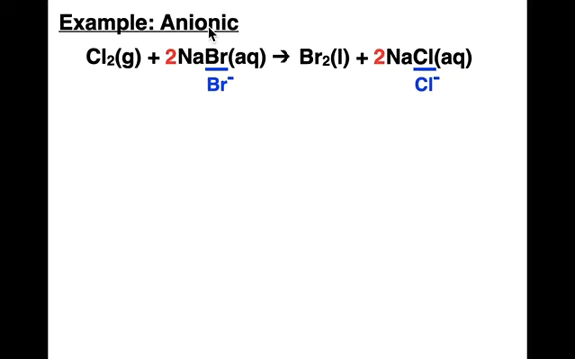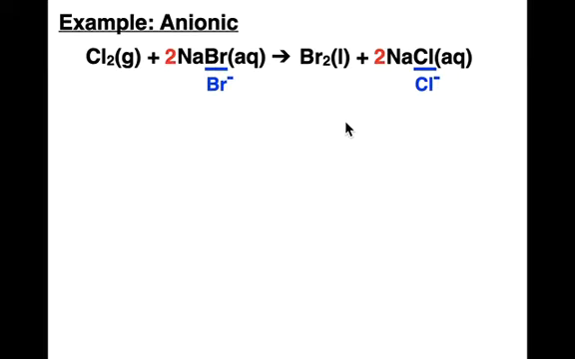You only need to understand this will be the case for halogens. So there's only 4 halogens: fluorine, chlorine, bromine, and iodine. So anytime you see one of those 4 as the element by itself, that's what's going to happen.